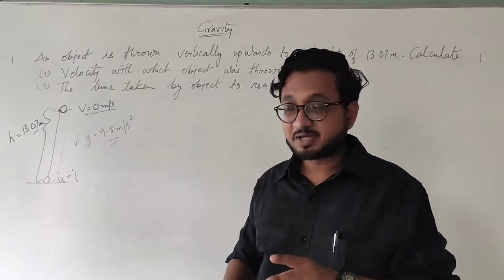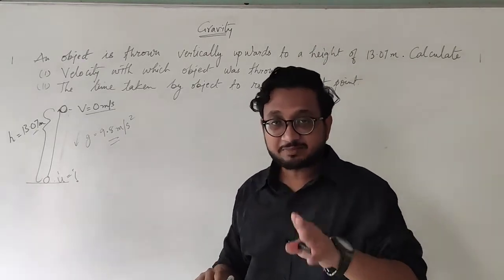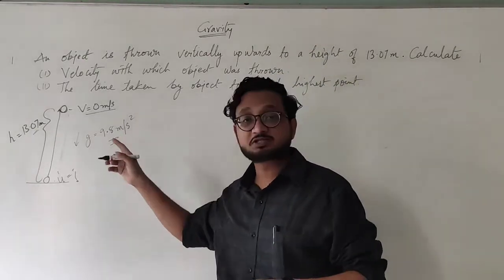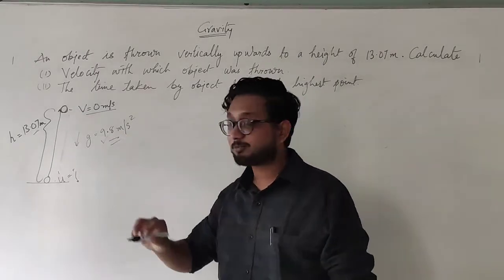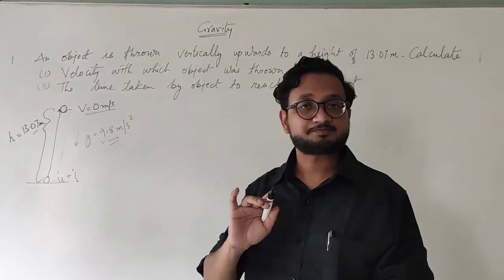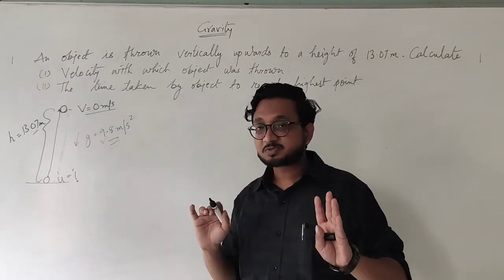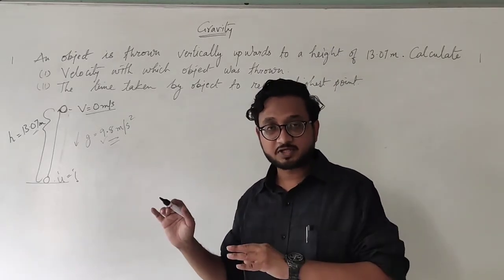If the question has mentioned use g as 10 meters per second square, then obviously you will use that. But like I said, if it is not mentioned, you will use 9.8 during multiplication. I hope this much is clear to you, students. Now let's get on with the numerical.